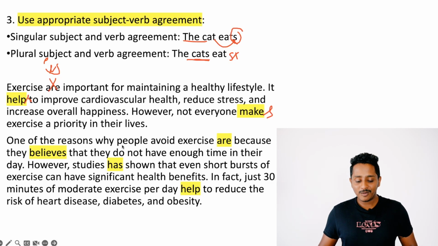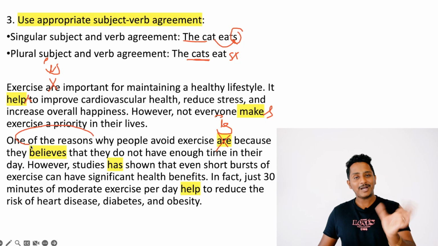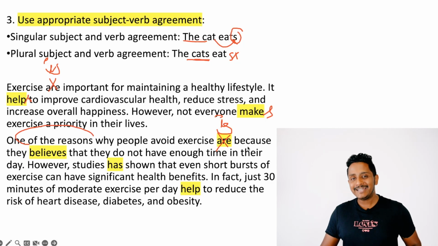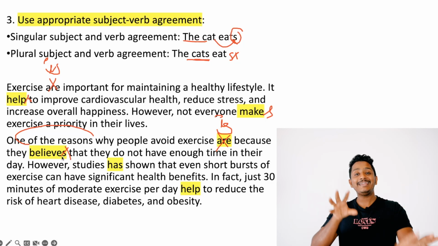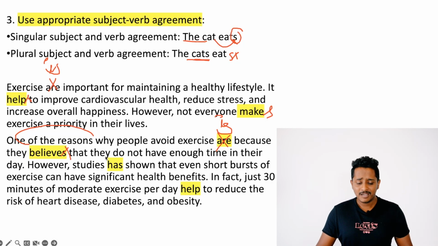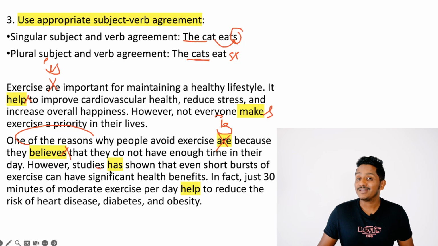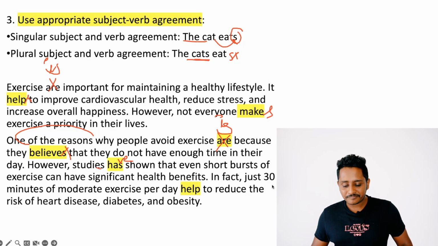Okay. So now, one of the reasons why people avoid exercise is because one of the outcomes is singular. It is, because they believe, not believes. They eat, he eats. Remember the subject-verb agreement. Studies, plural. They have, not they has. Has has to come. And then just 30 minutes of exercise per day.